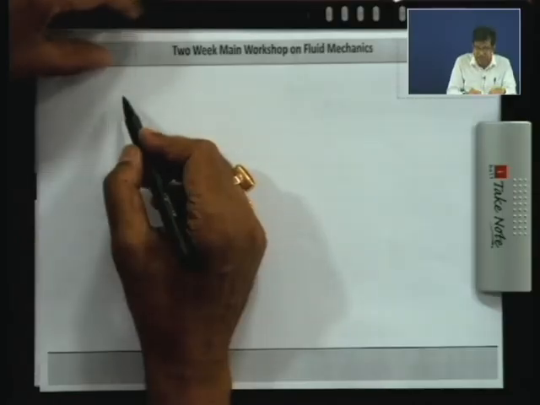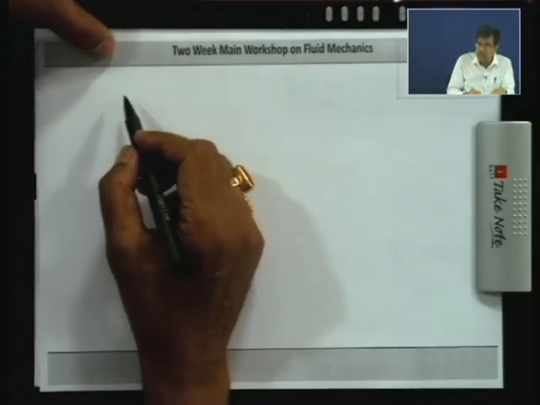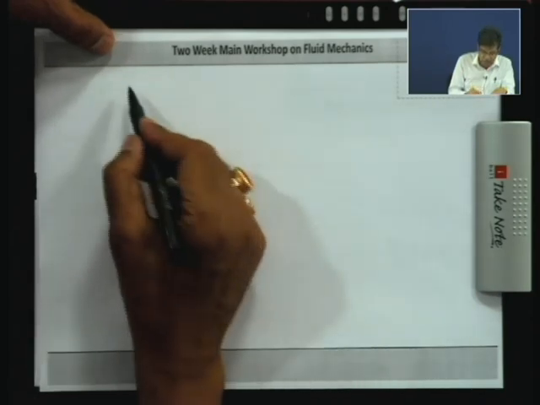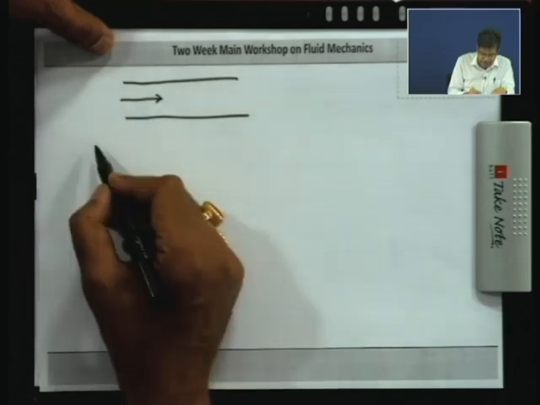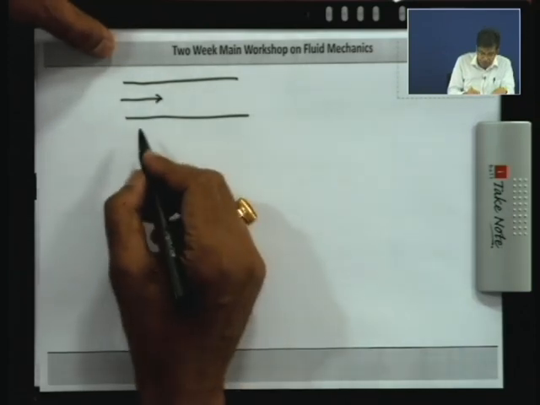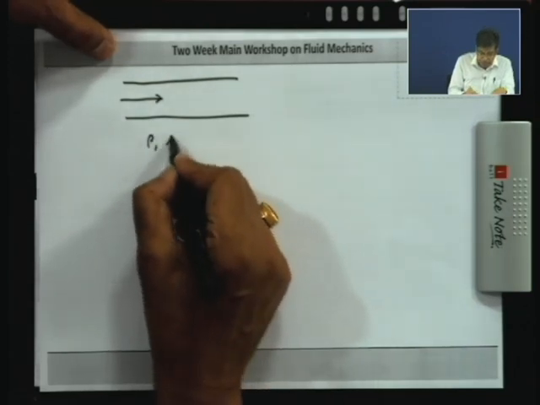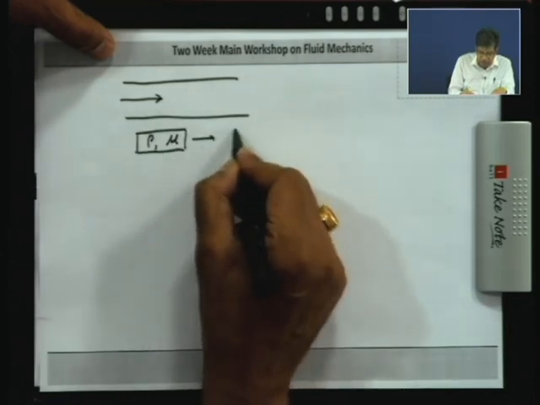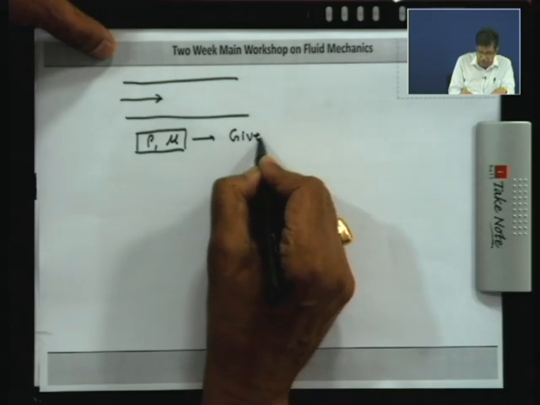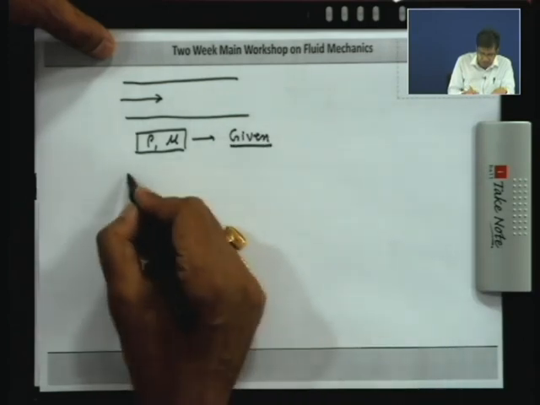Now, in this connection, there are usually 3 types of problems with respect to pipe flow. In these problems rho and mu are always given. There are 3 types of problems, so what are the parameters?